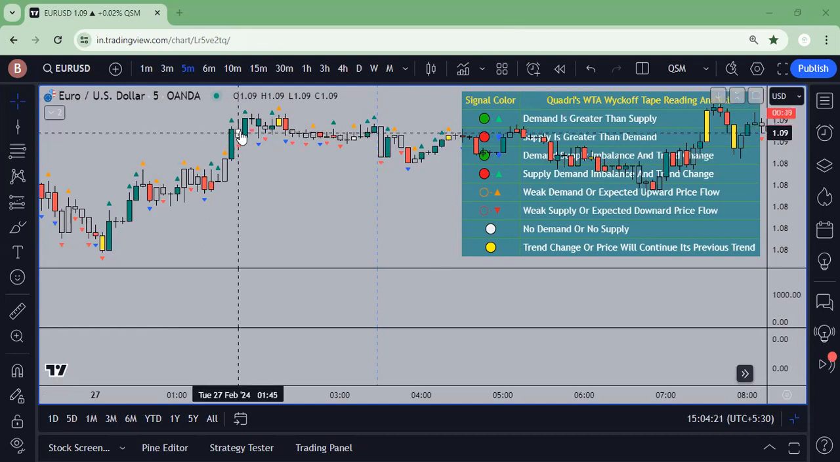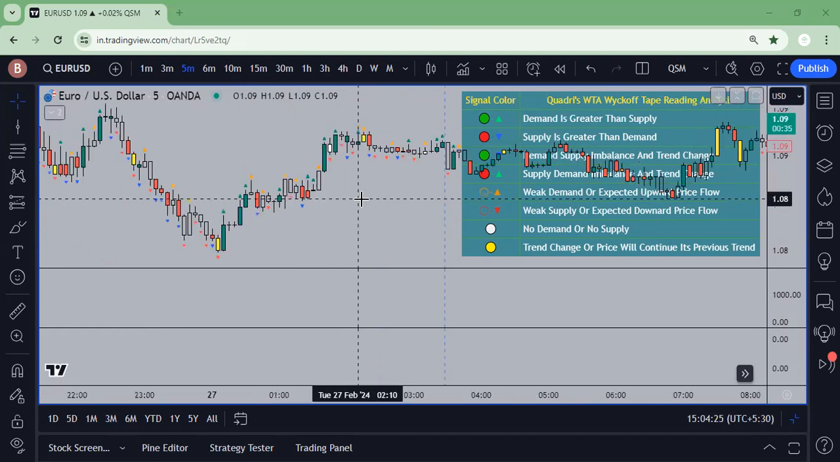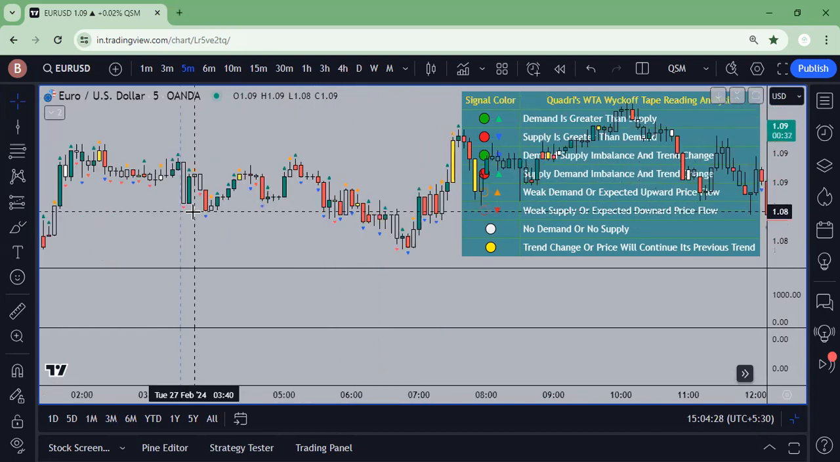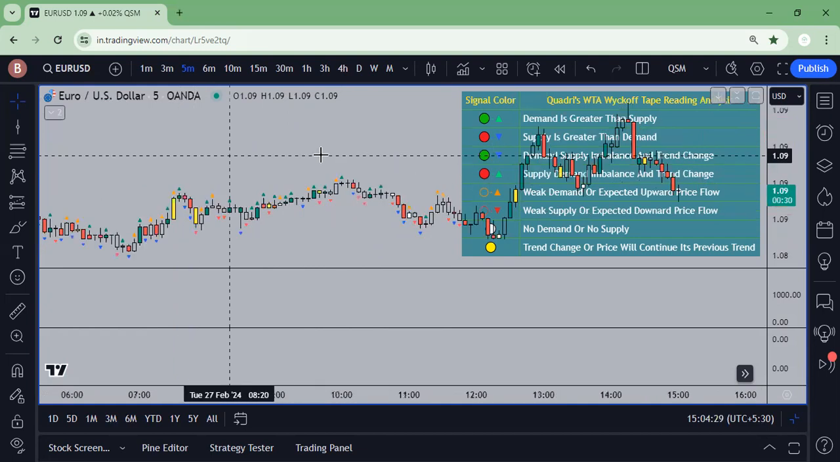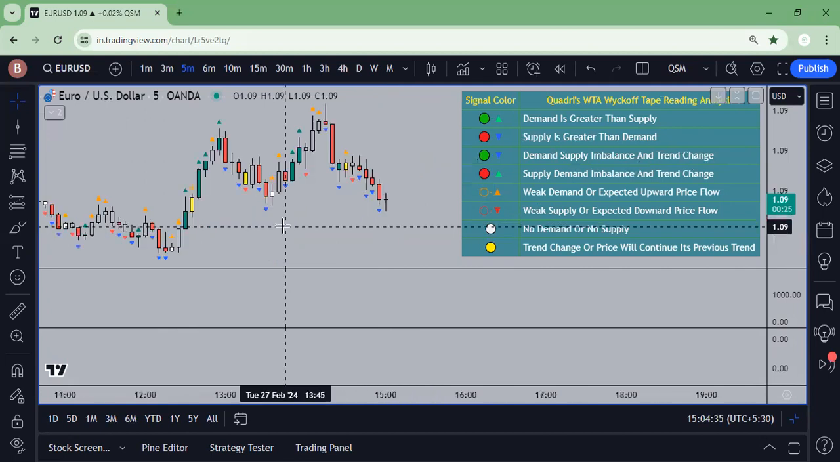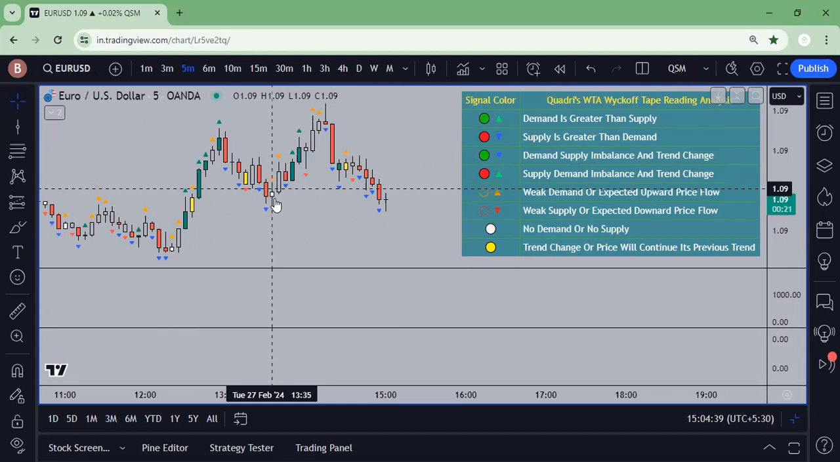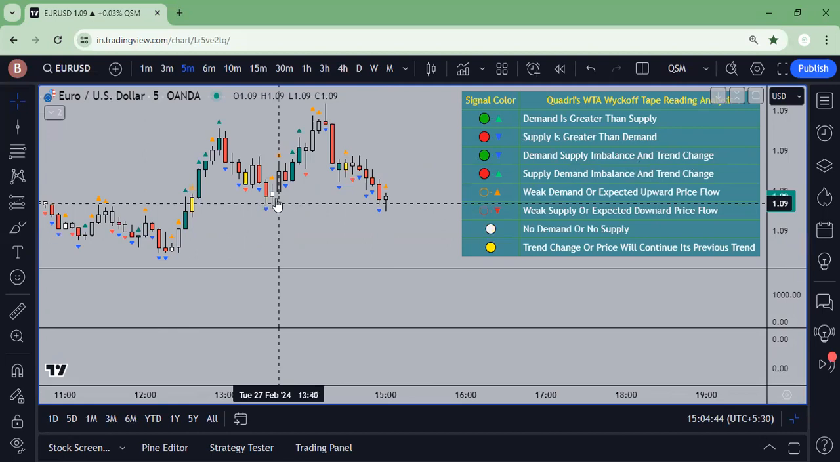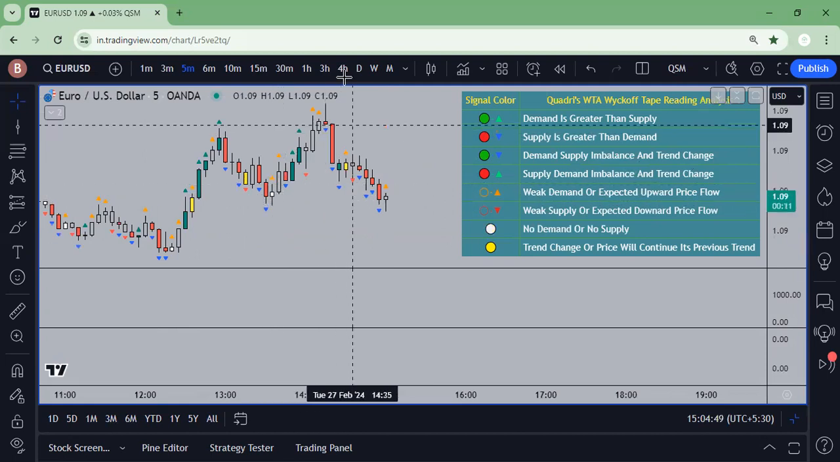So this is a kind of testing taking place over here in the terminology of VSA. Normally David also and Gary also used to talk about this. If this is the area where we are coming down and we are getting a no supply, there is a high probability that price might go higher, and this is the best place to initiate your buy trades or long trades.